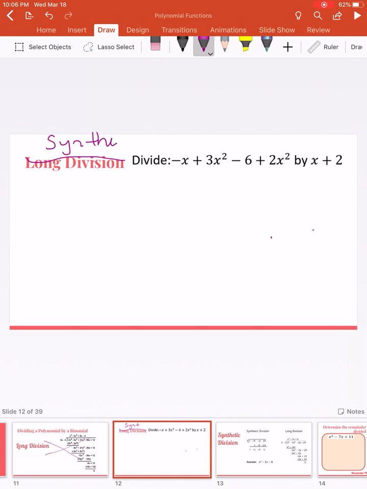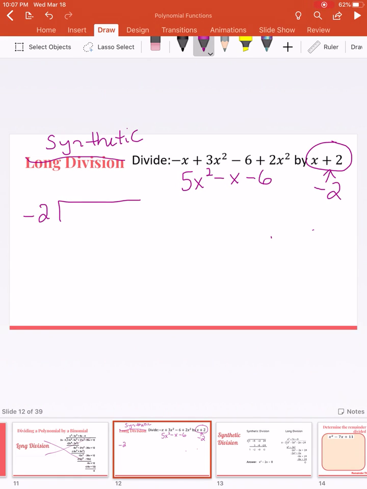So synthetic division is kind of a shortcut that we can use to divide a polynomial. So we're going to divide this polynomial synthetically. The first thing I'm going to do is collect like terms with my polynomial. So I have 5x squared minus x minus 6. When I use synthetic division, I am going to take the 0 of my factor. So the 0 of this factor would be negative 2.